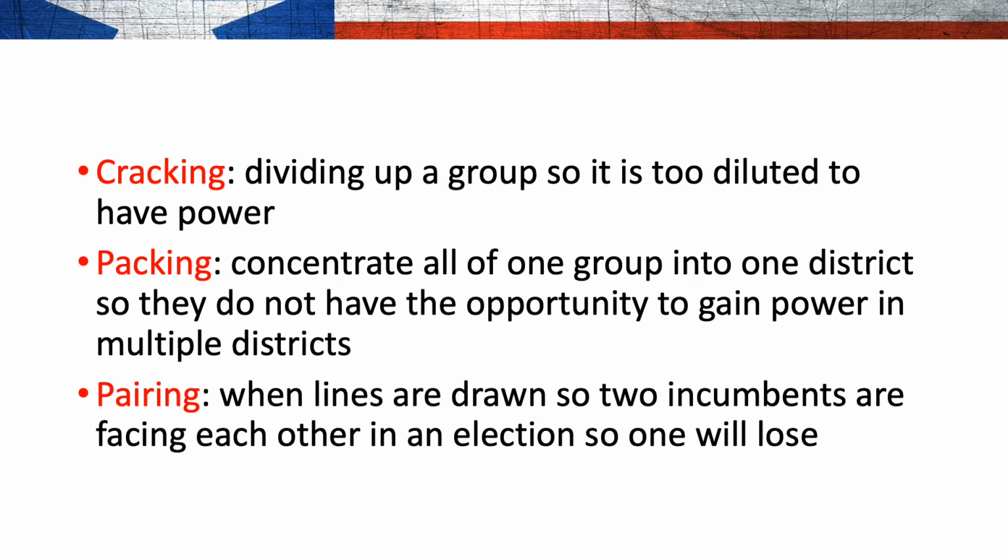And then pairing is when the lines are drawn so that 2 incumbents face each other in an election so that one will lose. So if you have 2 districts next to each other that have, for example, Republicans in power, the Democrats may want to draw the lines so that the 2 Republican incumbents have to face each other so that one of them will lose.